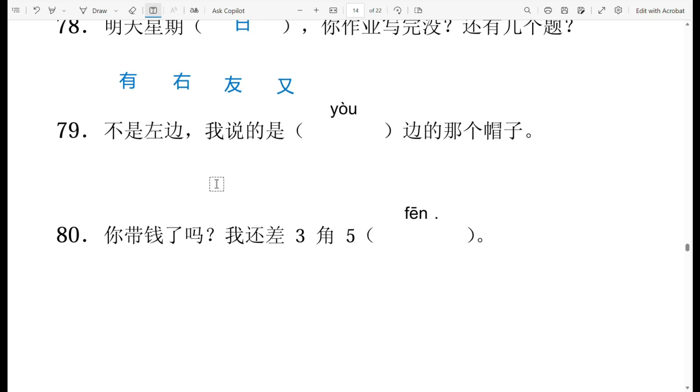So of course, if you know your tones, it should be an easier choice, but we can also figure it out with the meaning. So let's read the sentence. 不是左边,我说的是右边的哪个帽子. So we're talking about a 帽子, a hat. So it is not left, 左边. What I said, 我说的是, what I said was 右边.